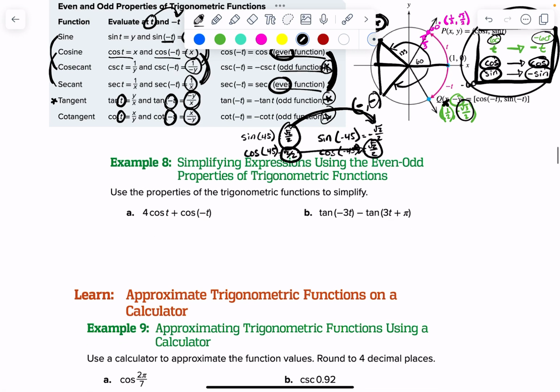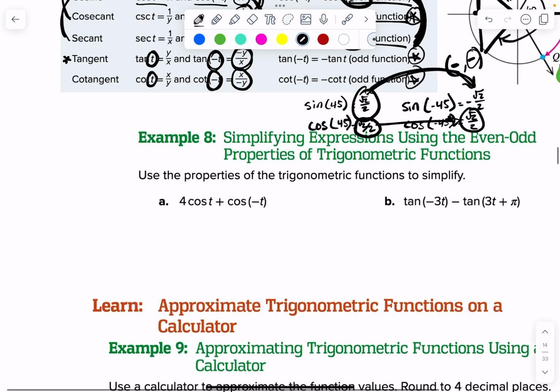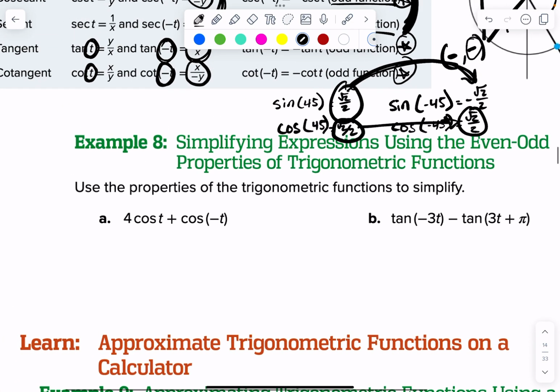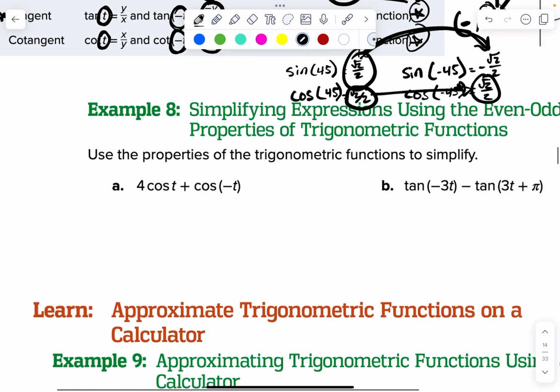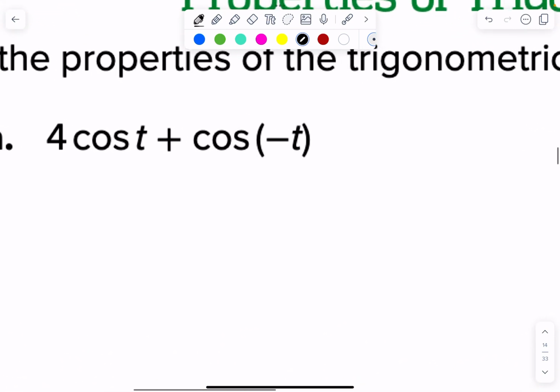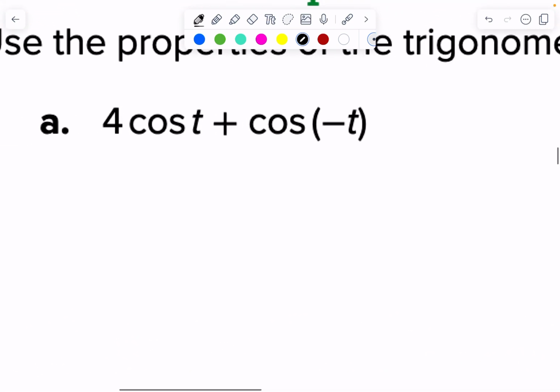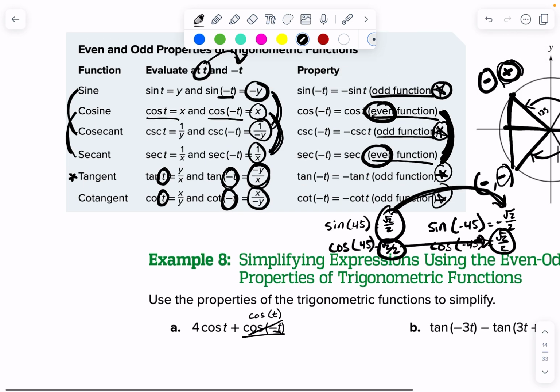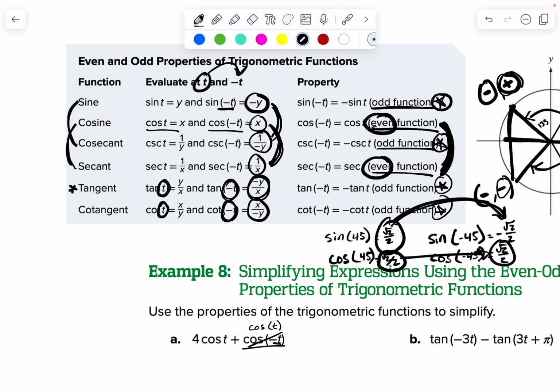What are we doing? Oh, there we go. Okay. Example 8. Use the properties of the trig functions to simplify. Here's the deal. Cosine of negative. We just said that if we take cosine of a negative angle, it's the same thing as cosine of the positive angle, right? He's not going to change. We have that up here. Cosine of t and cosine of negative t, those things are equal to each other. Oh, I guess they have it over here.